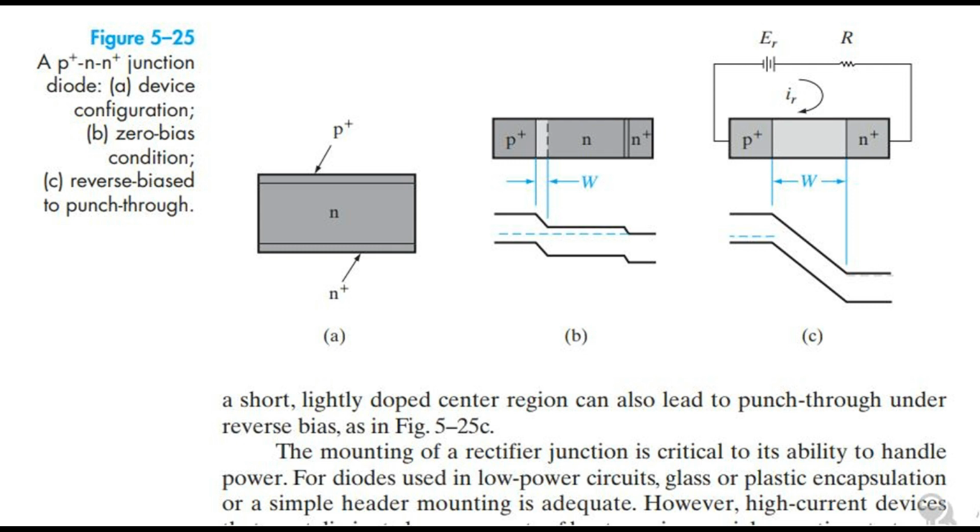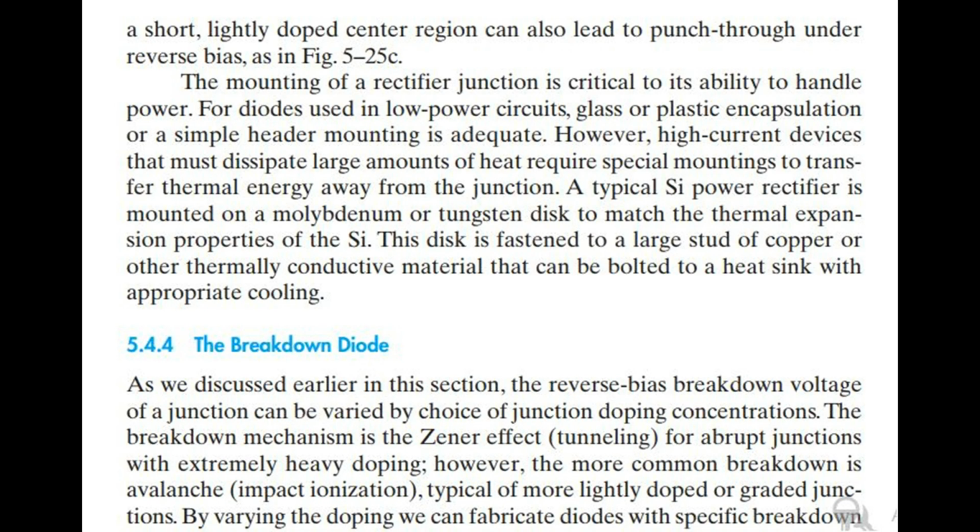The mounting of a rectifier junction is critical to its ability to handle power. For diodes used in low-power circuits, glass or plastic encapsulation or a simple header mounting is adequate. However, high-current devices that must dissipate large amounts of heat require special mountings to transfer thermal energy away from the junction. A typical silicon power rectifier is mounted on a molybdenum or tungsten disc to match the thermal expansion properties of the Si. This disc is fastened to a large stud of copper or other thermally conductive material that can be bolted to a heat sink with appropriate cooling.